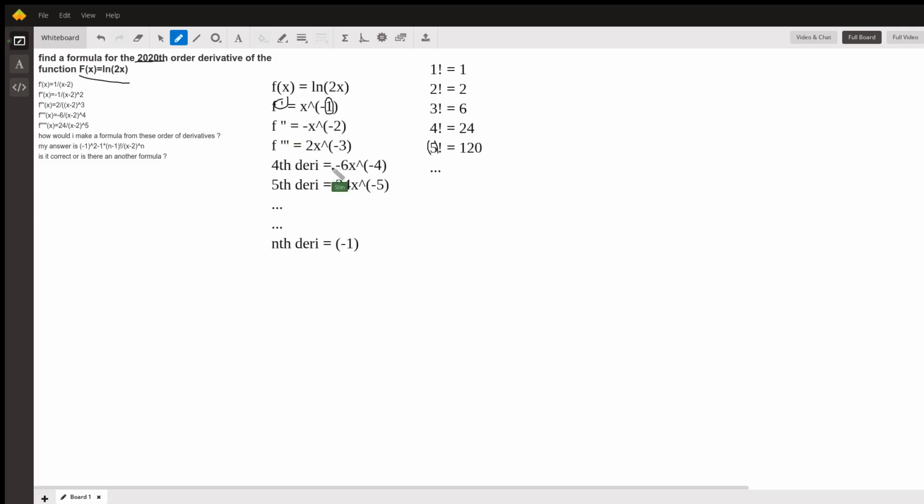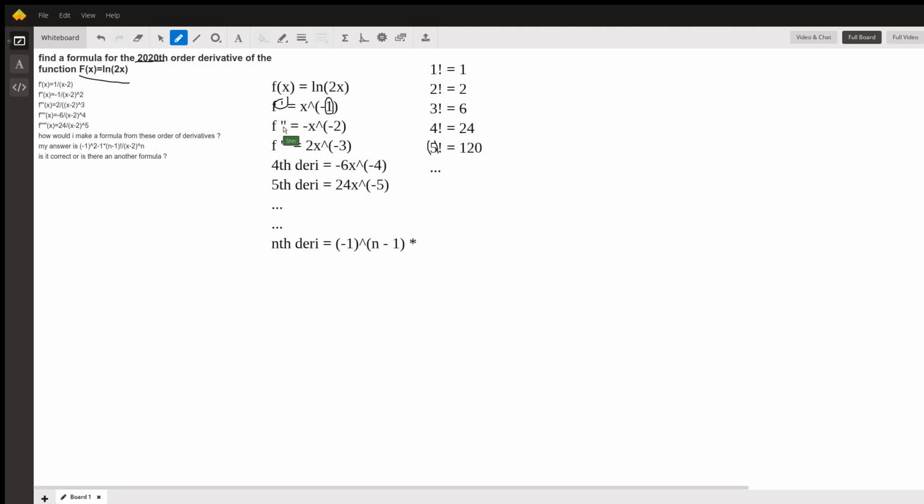Notice that at odd derivatives, the number is positive, whereas if it's an even derivative, the number is negative, and this holds true for all of it. So we could generalize this by saying the coefficient will be negative 1 to the power of n minus 1, so that we shift it by one derivative in order to get the sign to be opposite.